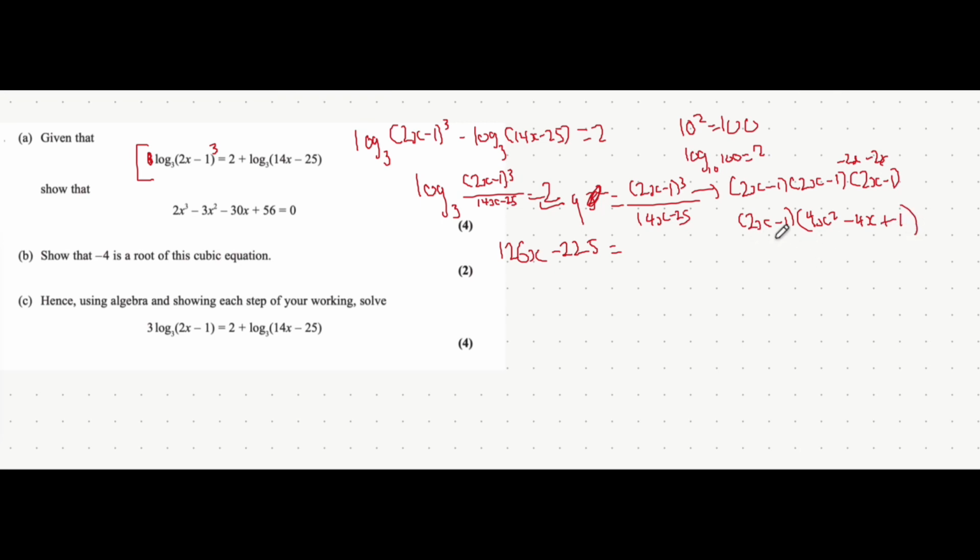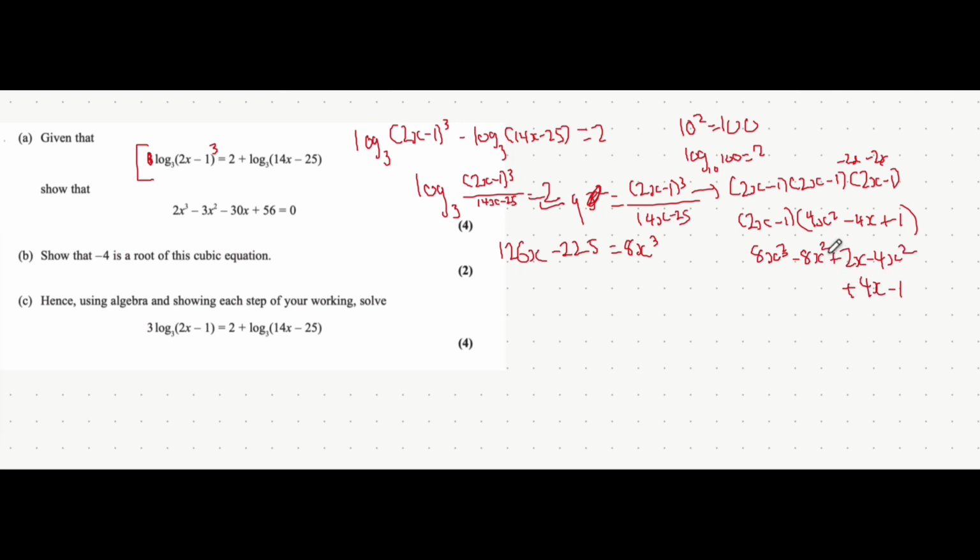Once you reach this position, you want to then expand out the brackets again. This time 2x times 4x squared is 8x cubed. 2x times minus 4x is minus 8x squared. 2x times 1 is plus 2x. And now complete the rest. You know how to expand, I'm sure. Minus 4x squared plus 4x minus 1. Let's now collect like terms and join them together here. Sorry, this first term is supposed to say power of 3. I miswrote that. So it should be 8x cubed minus 4x squared.